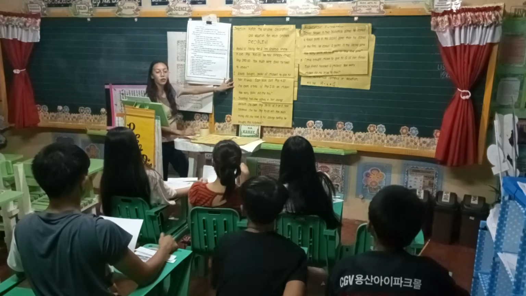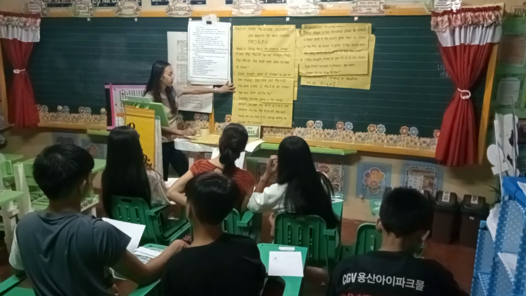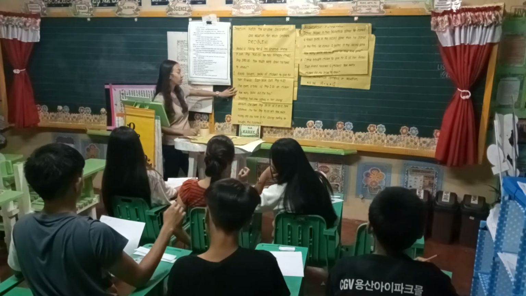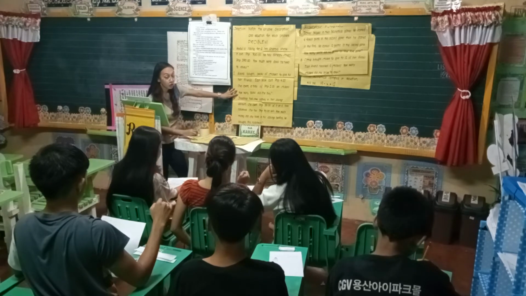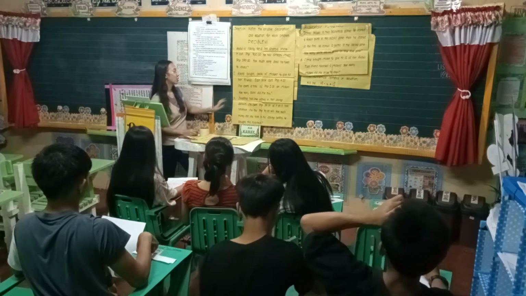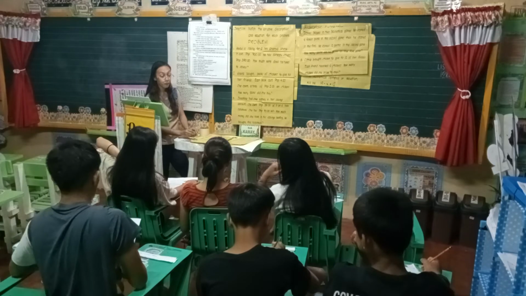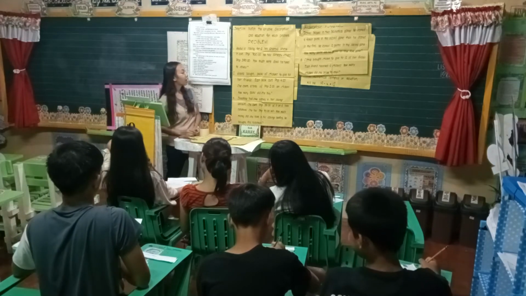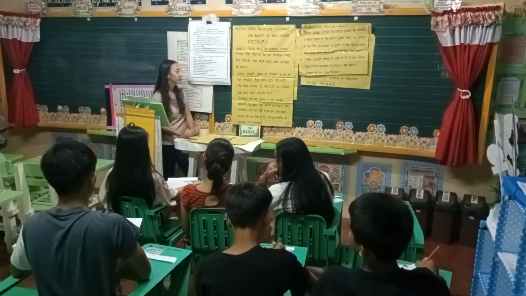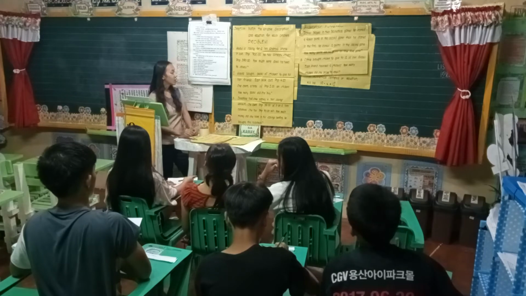Group 1, who will read? Let X represent the number of packs of stickers bought. So group 1 will let X represent the number of packs of stickers that she needs to buy. Group 2, what is the equation? 4x is equal to 12. Very good.